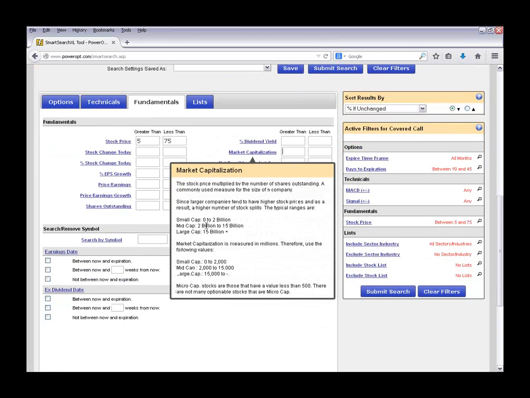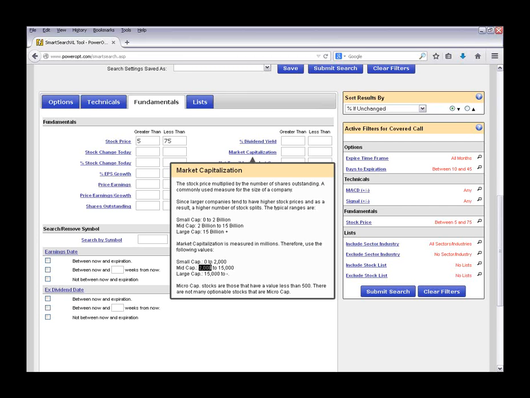So the market cap basically shows us that mid-cap stocks range from $2 billion to $15 billion, and large cap is $15 billion or above in general. So I'd want to look for positions that are $2 billion or greater for the market cap. And it shows me down below that the market cap filter here is measured in millions. Therefore, we just want to use the following values.